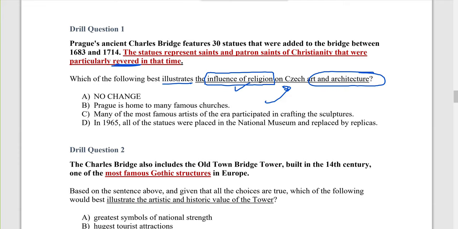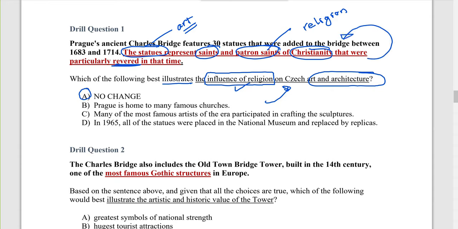I think it is A. Somebody said A. Very nice. A, very nice. Because the statue represents saints and patron saints of Christianity. This is religion. Where is the art? That were the art here and the architecture. That's the art and architecture. So thank you very much. You did it. This one discusses both religion and art and is relevant to the sentence before it.